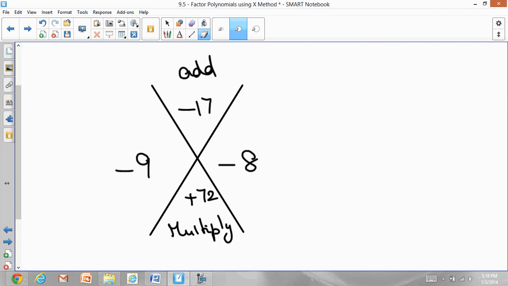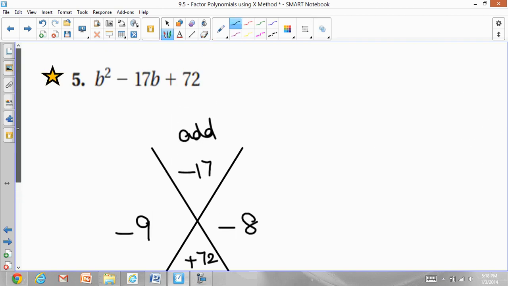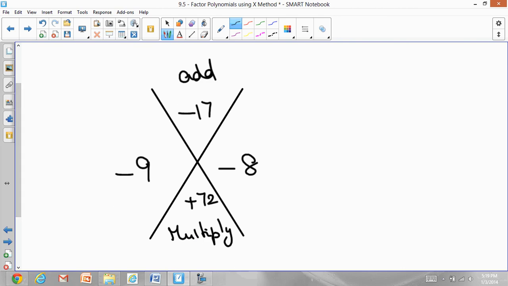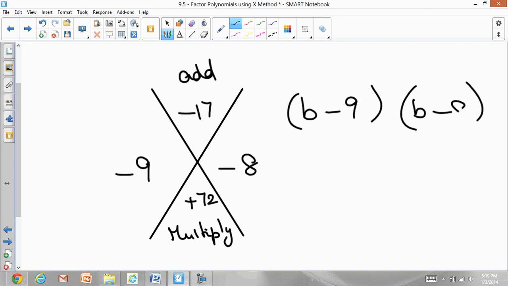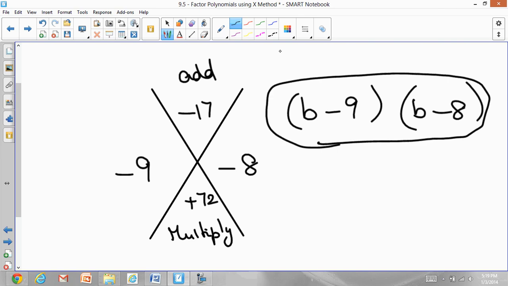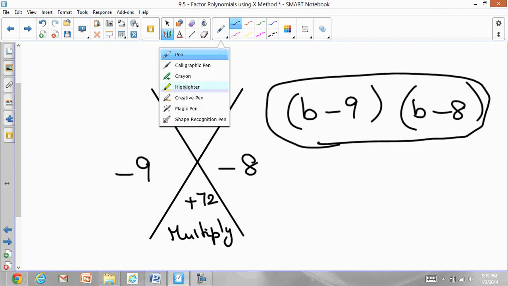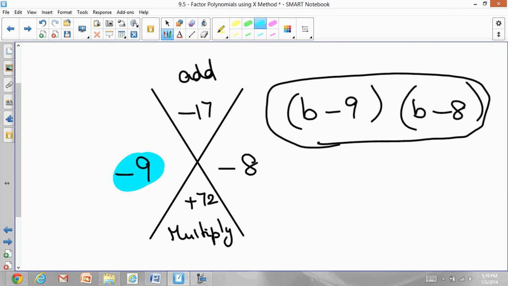Now the final step is this. Go and look for the variable. The variable in this case is b. So I'm going to open parentheses, b in both cases. The first one is going to be b minus 9 and the second one is going to be b minus 8. And this will be the answer. I'm getting the minus 9 and the minus 8 from here.